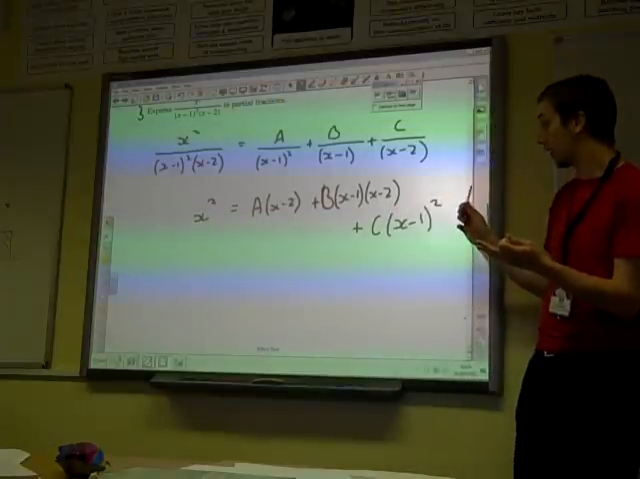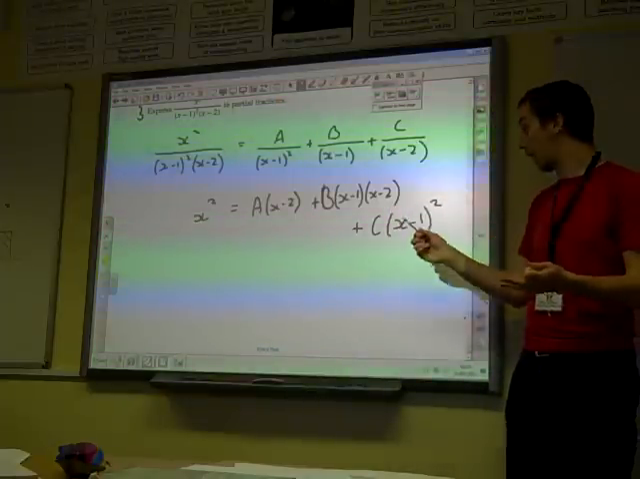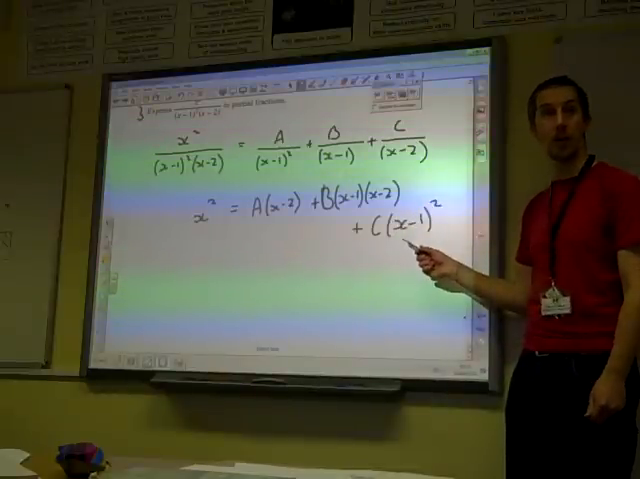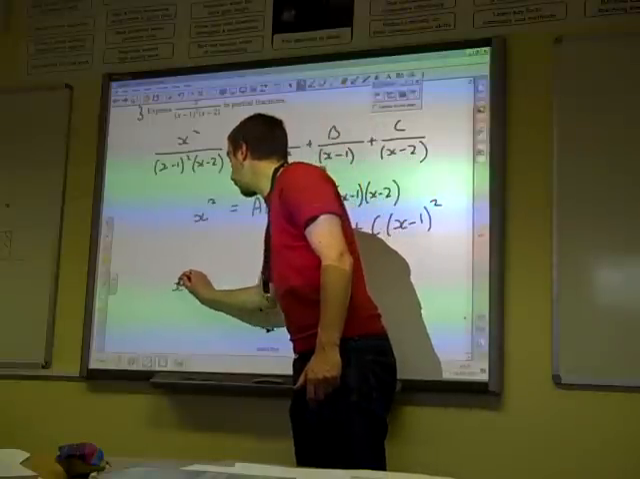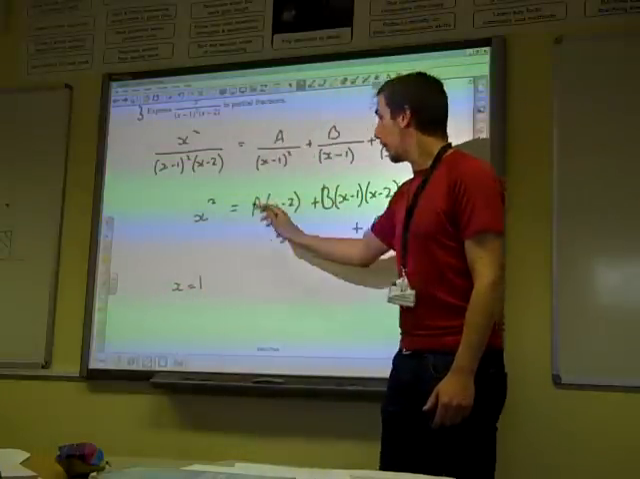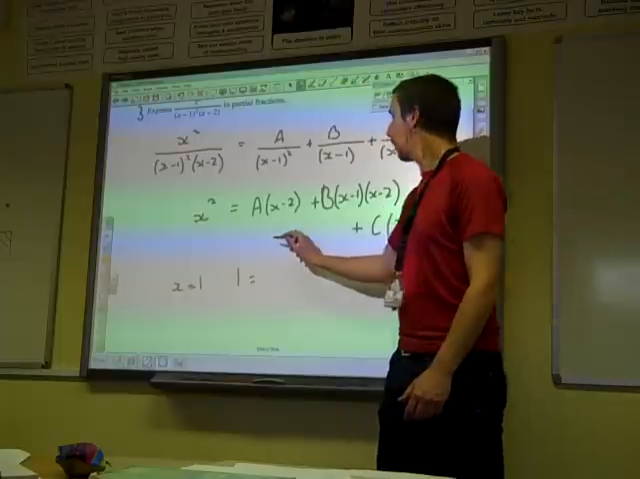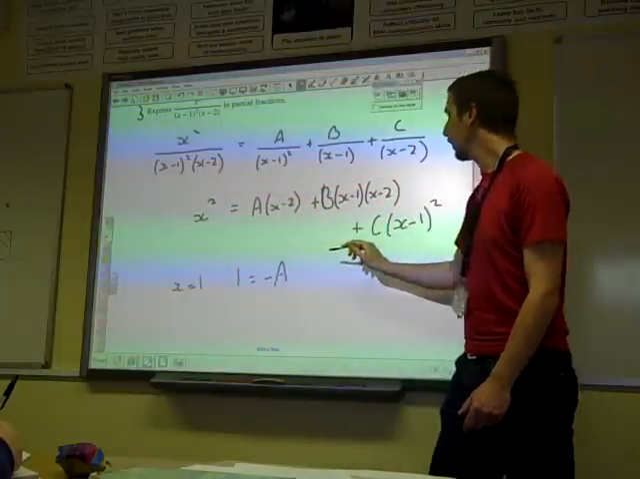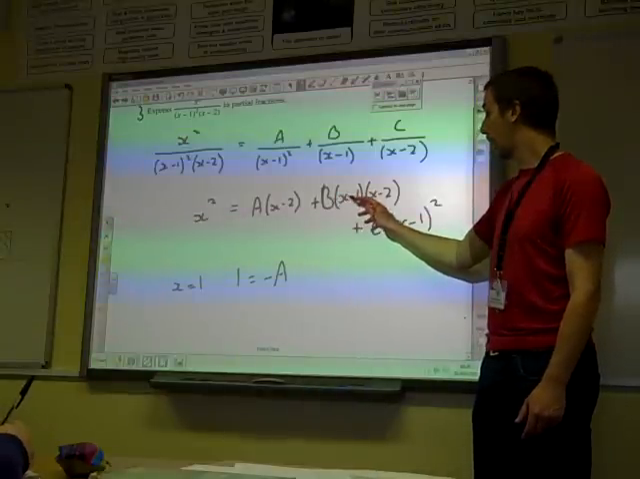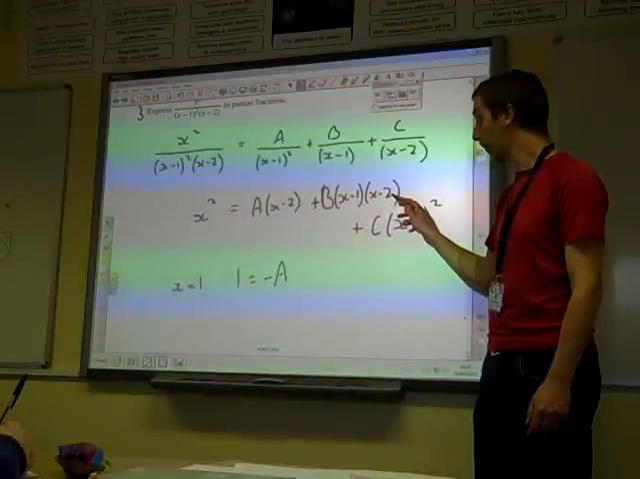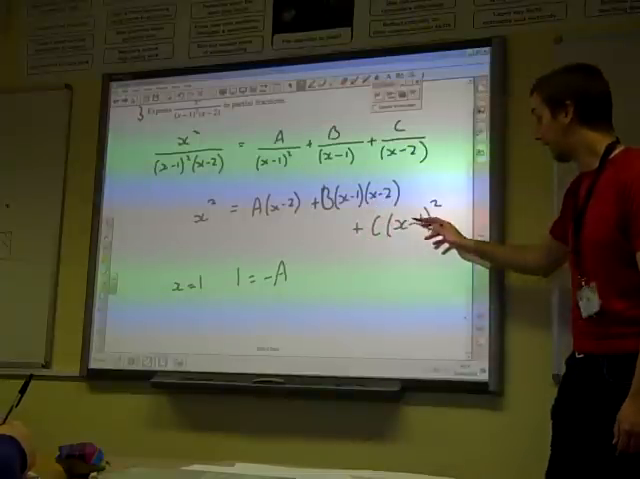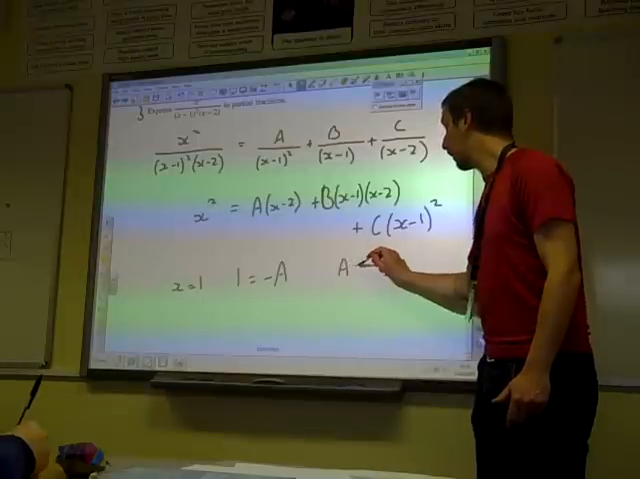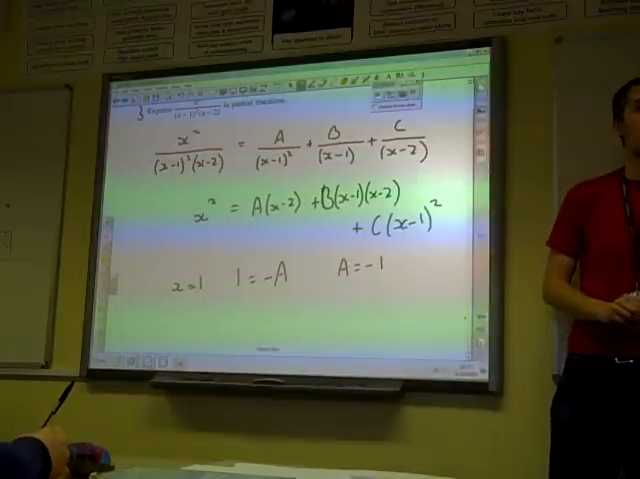So if we choose x minus 1 as being significant, that would mean x would be equal to 1, because that makes that bracket 0. So if we choose x equals 1, then we would get 1 squared over there. We'd get a times 1 minus 2. We'd get b times 0 times minus 1, so that's 0. And we get c times 0 squared, so that's 0. So we get a equals minus 1 very quickly.